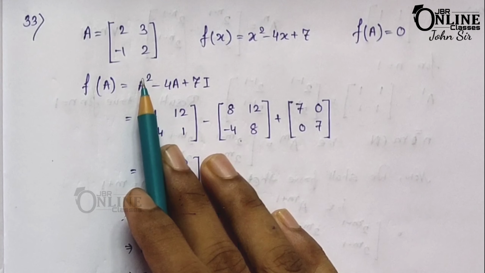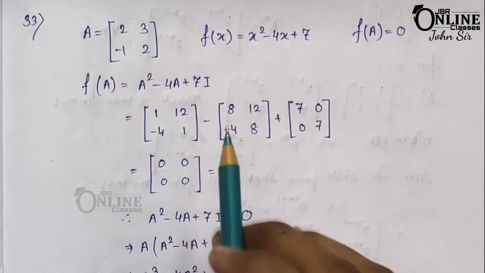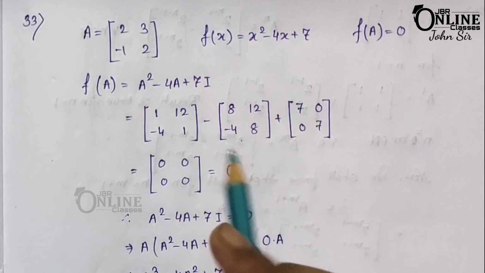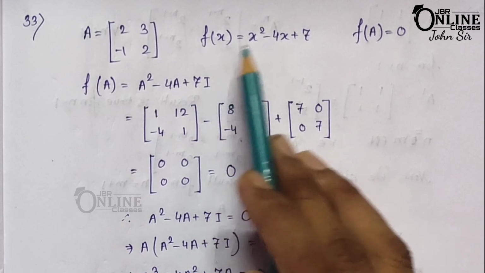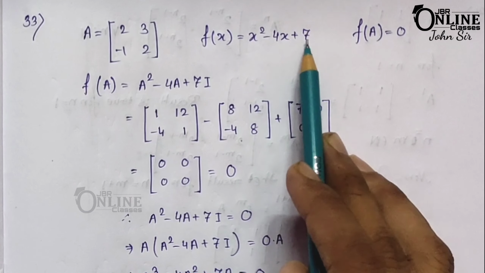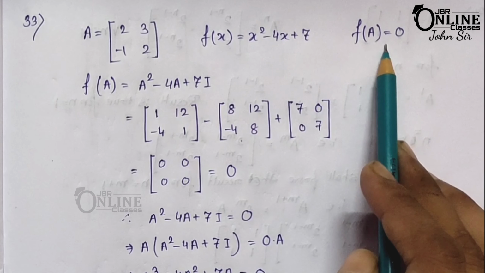Now next, sum number 33. Sum number 33, it's a lengthy problem. Okay, so please observe it very carefully. As here A equal to [2, 3; -1, 2], f(x) equal to x square minus 4x plus 7, and if A equal to 0, you have to prove that.